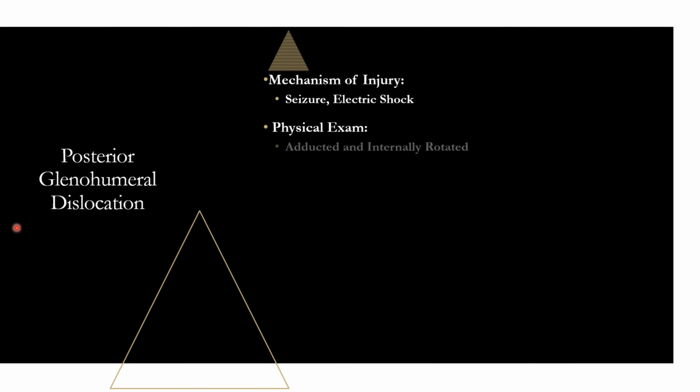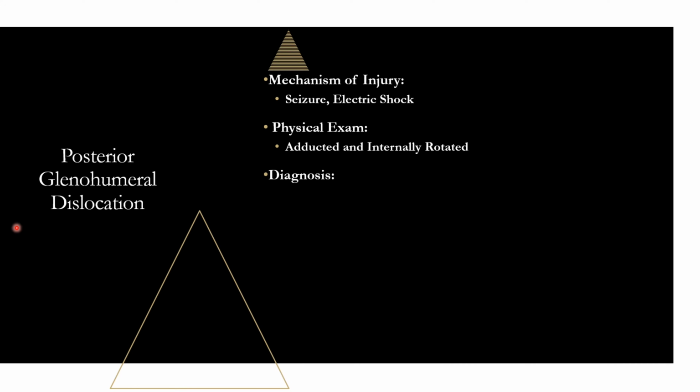Physical exam, this is going to be opposite of what we talked about in an anterior. So in this case, it's going to be adducted and internally rotated. So usually the patient will hold the arm in adduction and internal rotation and is unable to externally rotate. Again, remember this is different than anterior, which was abducted and externally rotated. So again, remember posterior, adducted, and internally rotated.